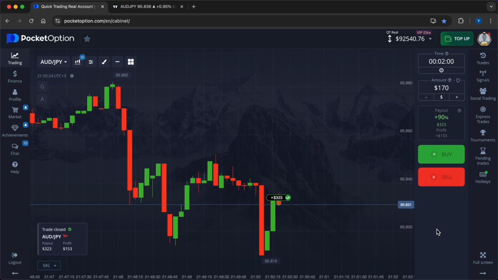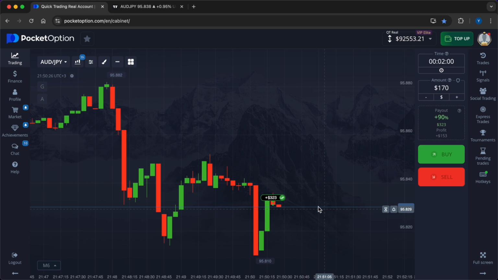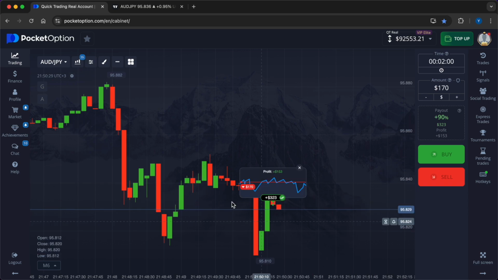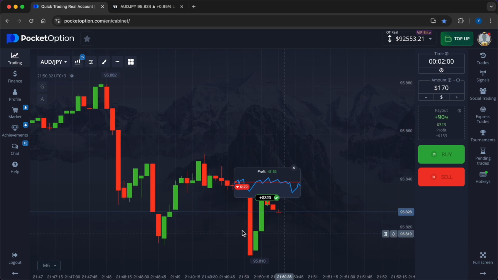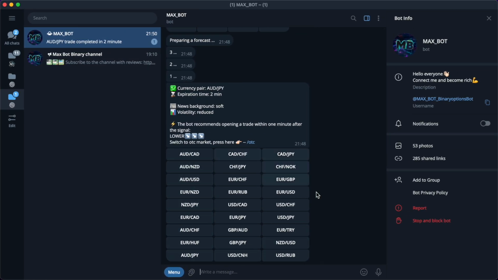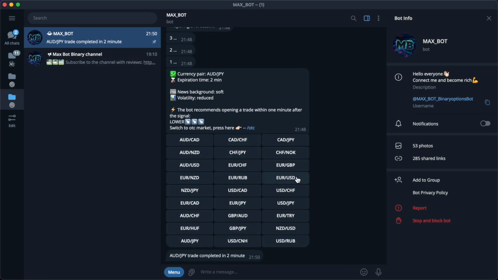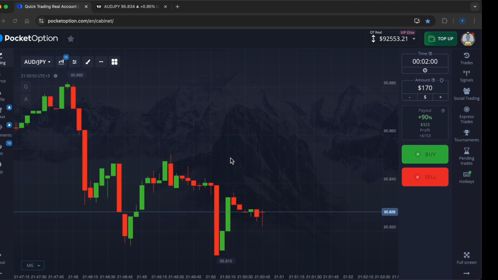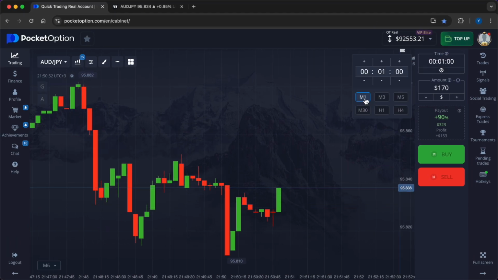So, the second transaction ended with the result we expected. Thanks to the robot, it did everything right. The account received $153. Now I want to make the final step, a positive reinforcement to what we already have. I will enter the market for a larger sum of $300. The expiry time will be even shorter, 1 minute. Now I want to multiply my profits.